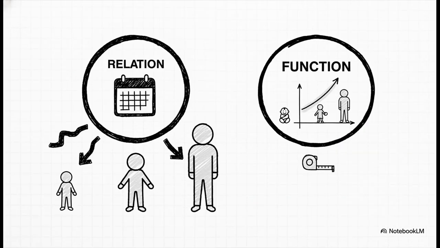Now, this next one is really interesting because it shows how context matters. Let's talk about age and height. If your input is 30 years old and you look at a huge group of people, well, you're going to find a ton of different heights, right? One input, lots of possible outputs, that makes it a relation. But what if you track just one person's height over their life? Then their height is a function of their age, because at any specific age, they only have one height. See the difference? It's all in how you frame it.